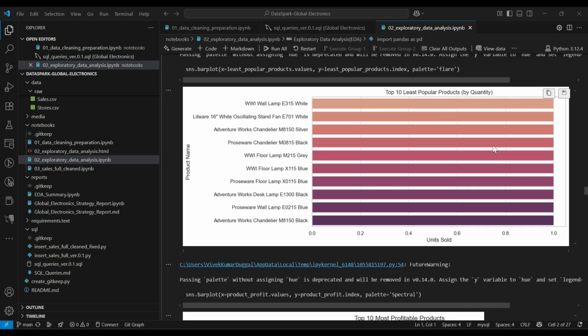Top 10 least popular products by quantity sold. Insight: lamps, calendars, and fans dominate the least popular list.